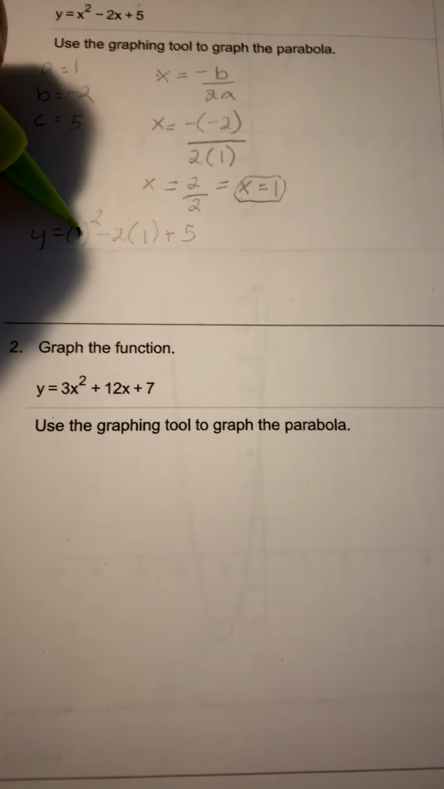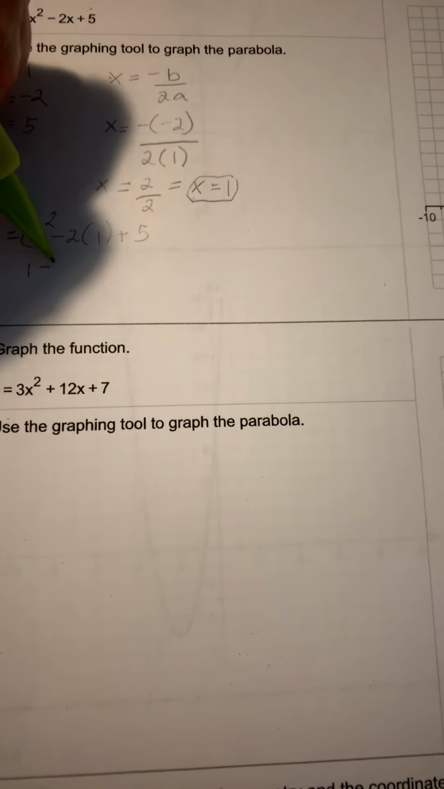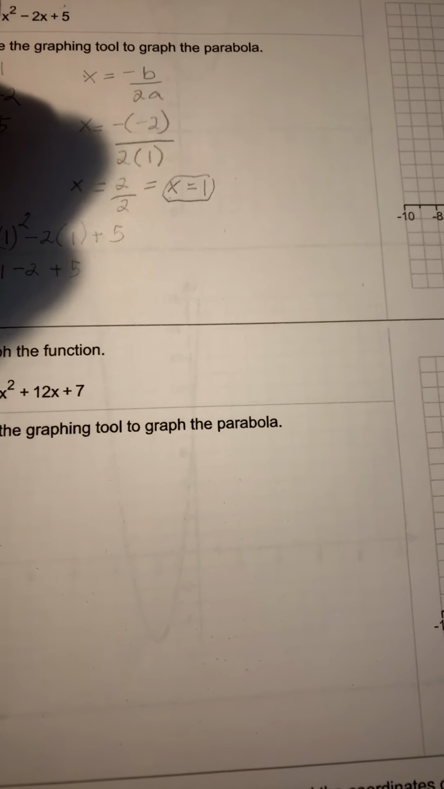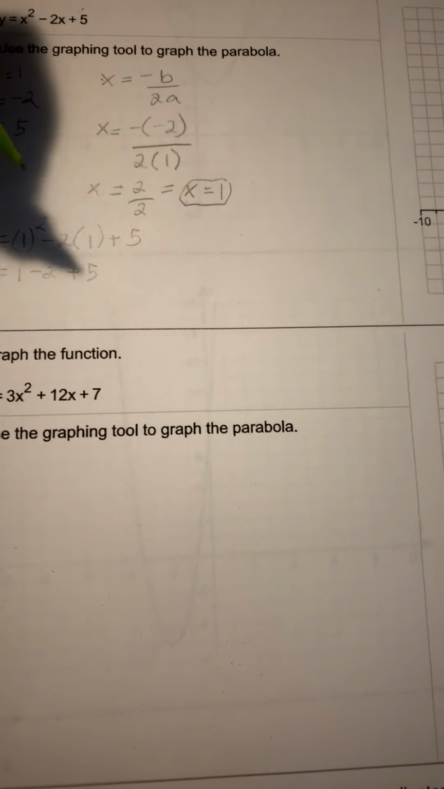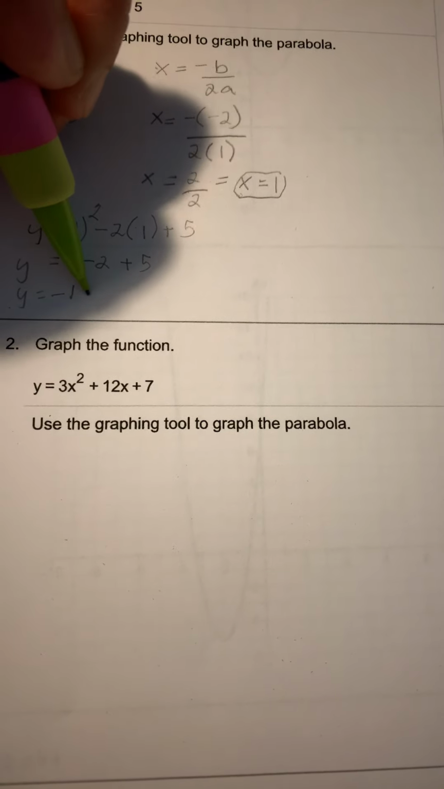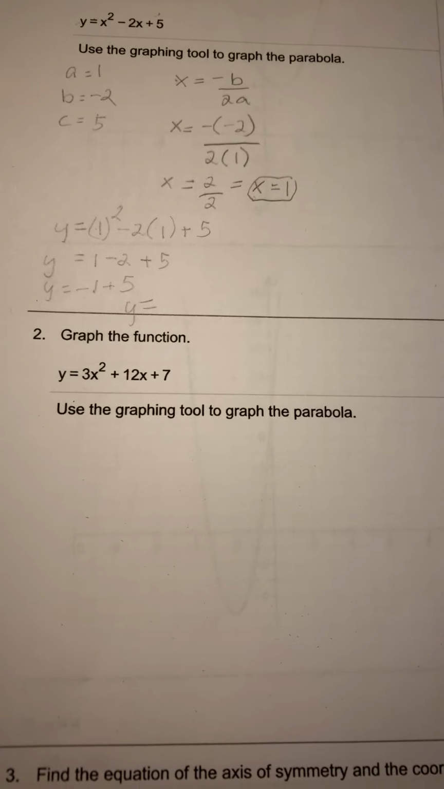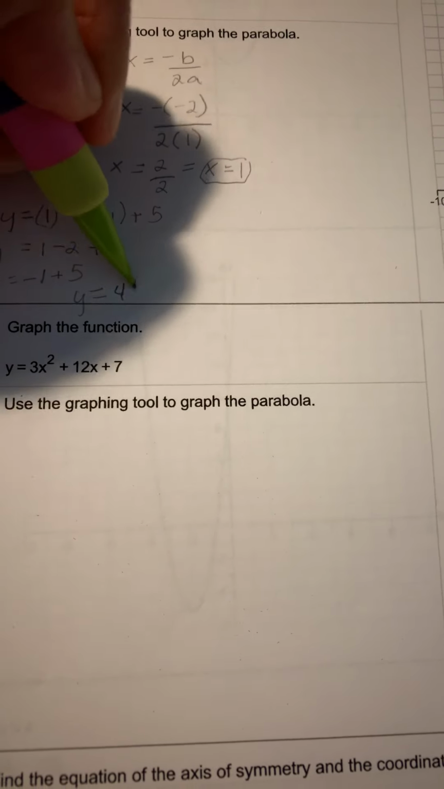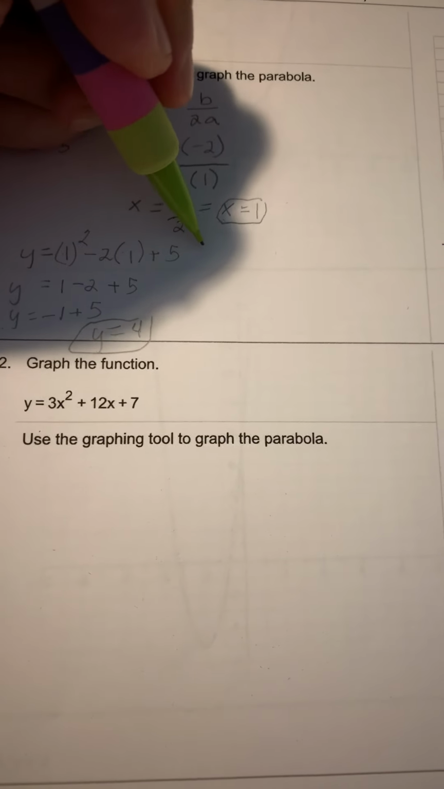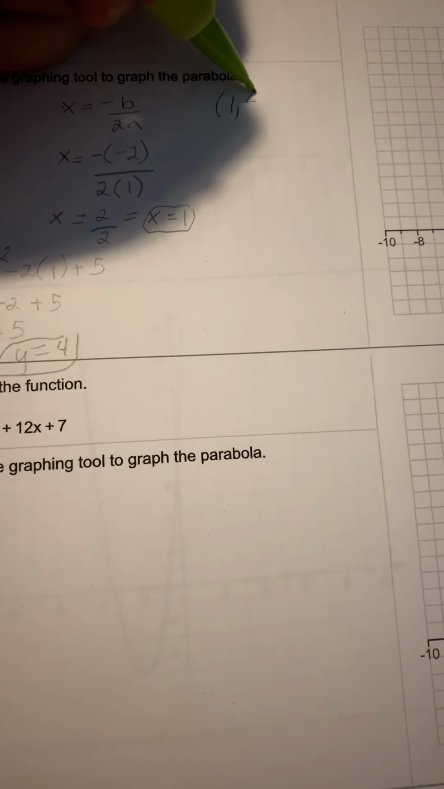Okay, and then PEMDAS will tell me to do 1 times 1 first, which is a 1, negative 2 times 1, which is negative 2, plus 5. PEMDAS will tell me to just go left to right because it's just adding and subtracting. So 1 minus 2 is negative 1, plus 5. Simplifying that, negative 1 plus 5 is positive 4. So I have an x that's a 1 and a y that's a 4. If I write this as my ordered pair, I'm going to write it up here: 1 and 4.